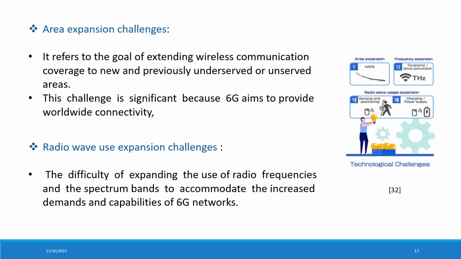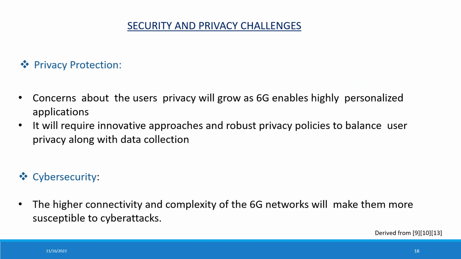Then the area expansion challenge. One of the major goals of 6G is to expand the coverage area, and this challenge is significant as 6G is aimed to provide worldwide connectivity. Then the radio wave use expansion challenge. As there are increased demands and capabilities of the 6G network, it is difficult to expand the use of these radio frequencies and spectrum bands to accommodate the demands and capabilities of the 6G network.